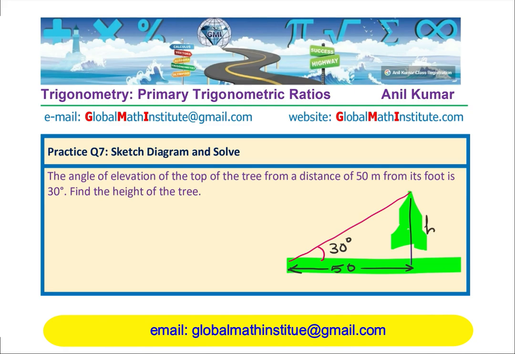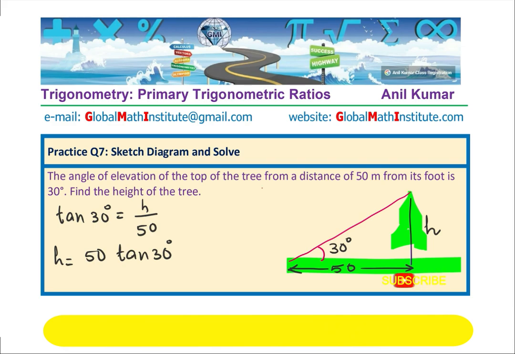Find the height. Let's put height as unknown h, right? And then we can say tan of 30 degrees is equal to height over 50, right? And therefore, height is equal to 50 times tan of 30 degrees. Now, many times this question comes without calculator. The reason is that some of you will know the special triangles, right?